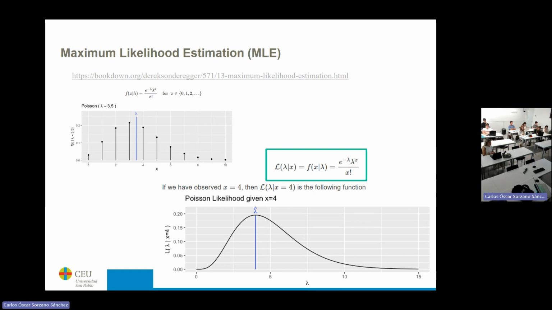So I can compute the likelihood of lambda given my observations. This is the opposite, okay? Actually, this is not equal to this. Given lambda, what is the probability of X? This is the opposite: given X, what is the probability of lambda? So maximizing this one is called maximum likelihood. Maximizing this one is called maximum a posteriori.